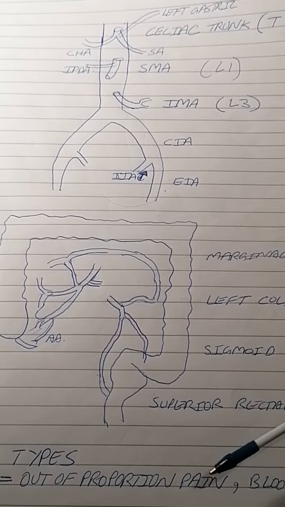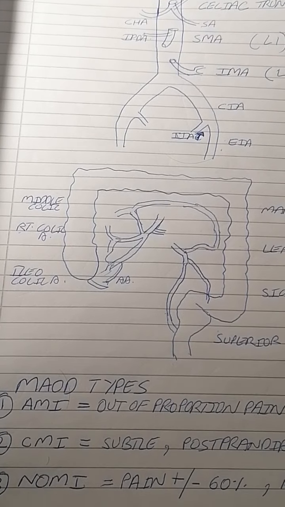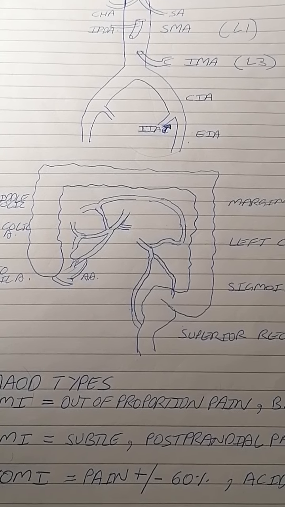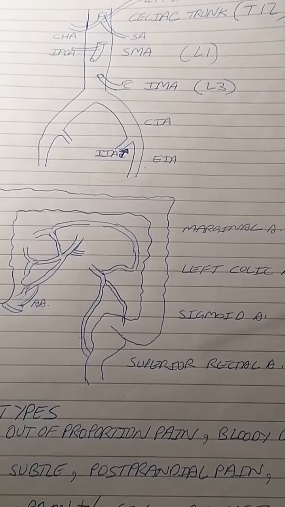So overall, there are three syndromes one must know in this occlusive disease of the mesenteric vessels, and three vessels one must be familiar with. All right, that's all. Thank you.